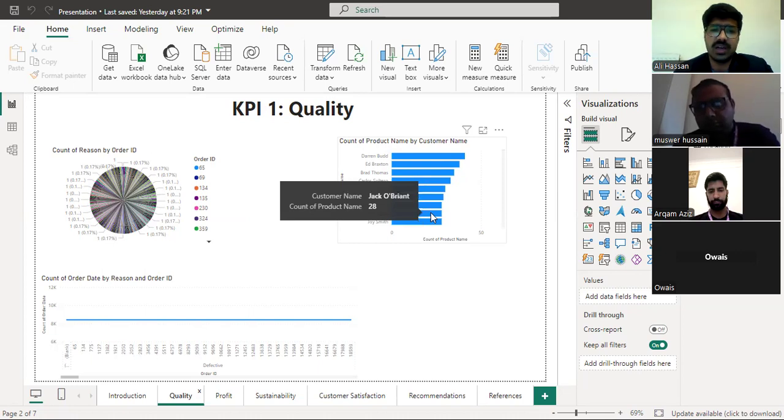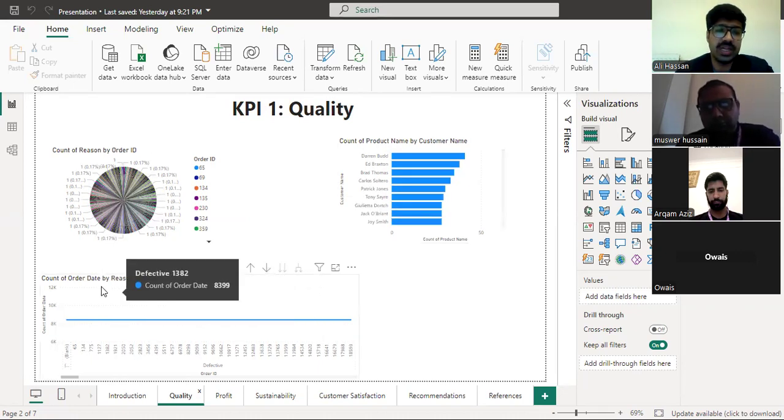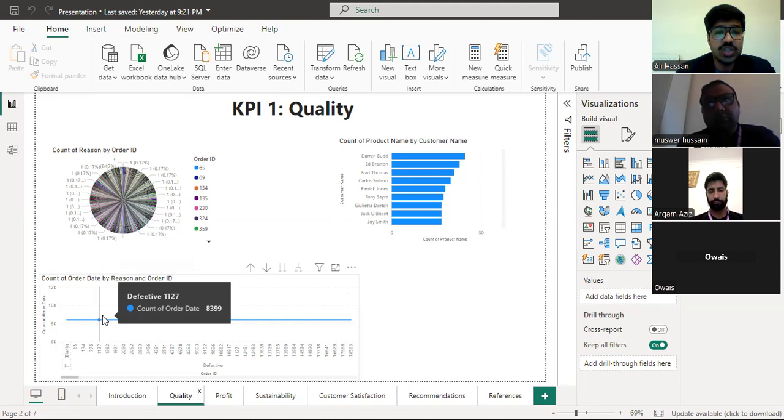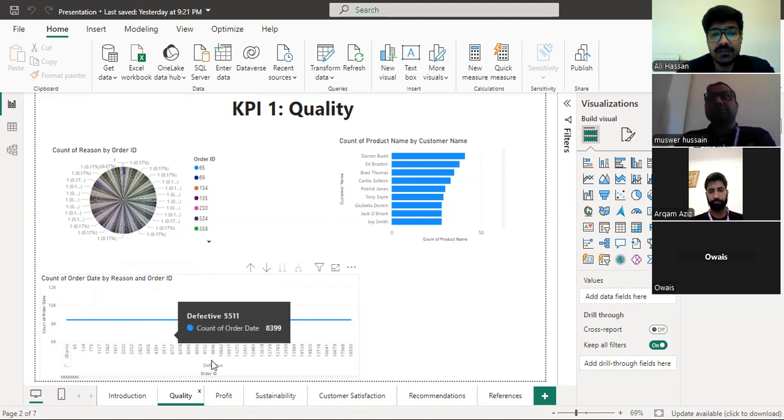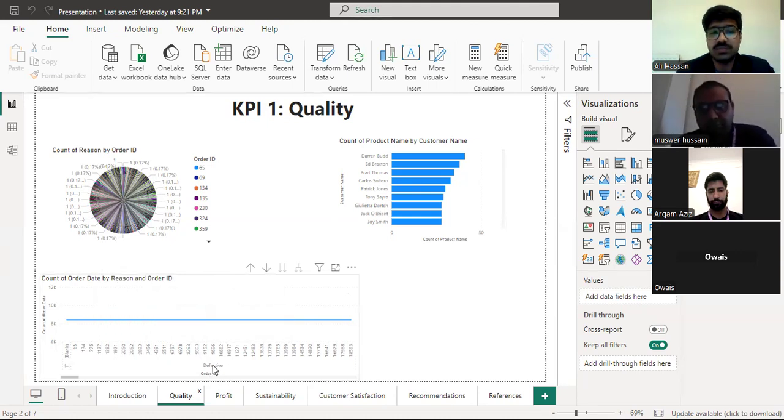In the same way, the last graph basically shows the defective orders: count of order date by reason and order ID. It shows all those defective orders with the help of their order IDs, so we can get more information from here.